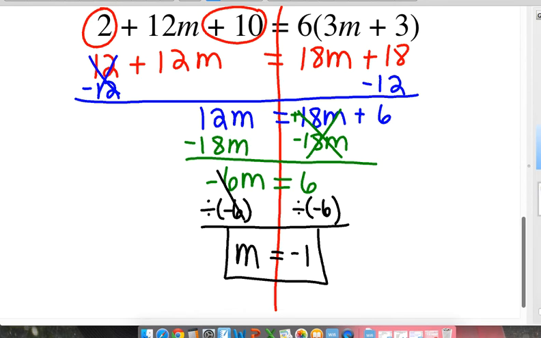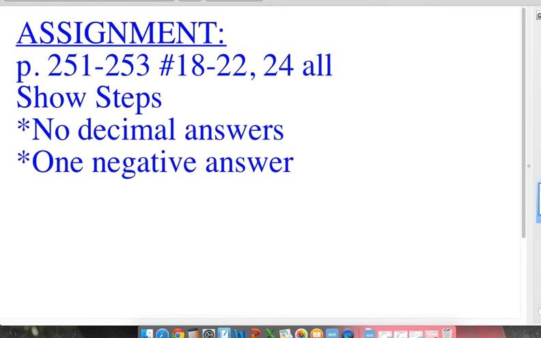And if you were to go up to the original problem, plug in that negative 1, and do the order of operations, solve both sides, you would end up with the same answer. Okay? Multi-step, because there's a lot going on. And whether it's an equation or an inequality really doesn't matter.